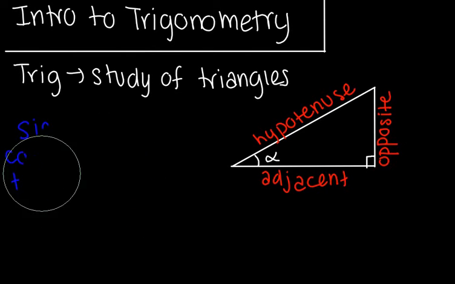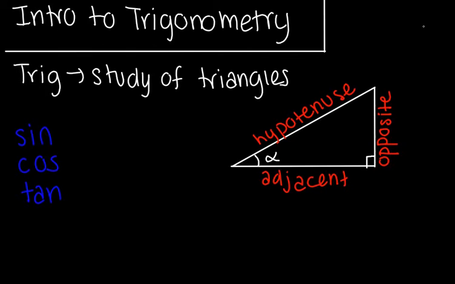I'll just erase this and write them back, so you can see them fully and in their abbreviated form. We have SIN for sine, COS for cosine, and TAN for tangent. And let us take these three functions with alpha as their input. So sine of alpha.